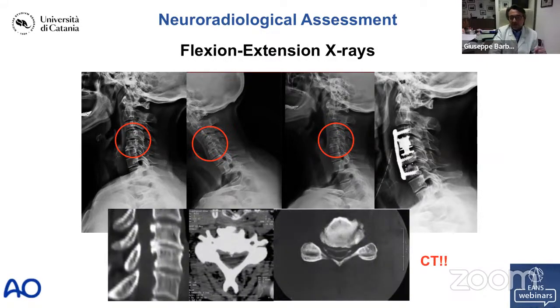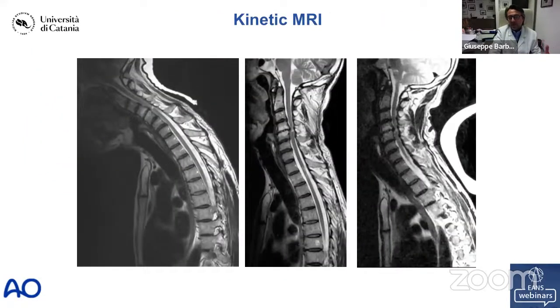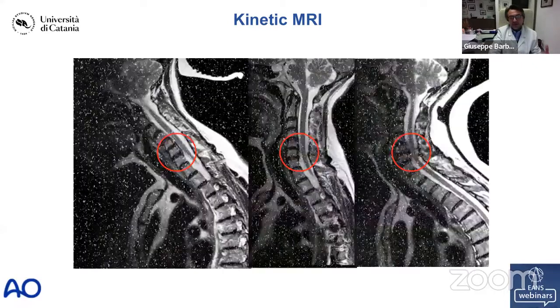I also value a lot the CT scan, and in few patients even myelography can still give us some important information. There is also something else which I think adds value, which is the kinetic MRI. Flexion extension MRI is a simple test which can be carried out in all of our departments, and we can get even more important information, and also very useful data to counsel our patients before surgery, as you can see in these pictures here.